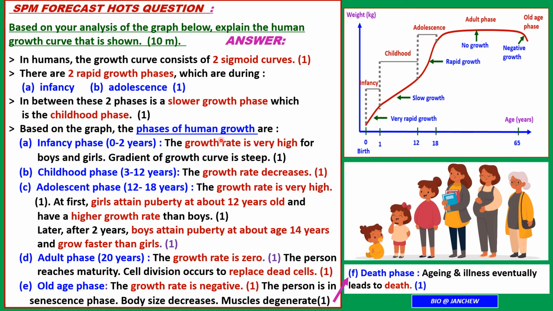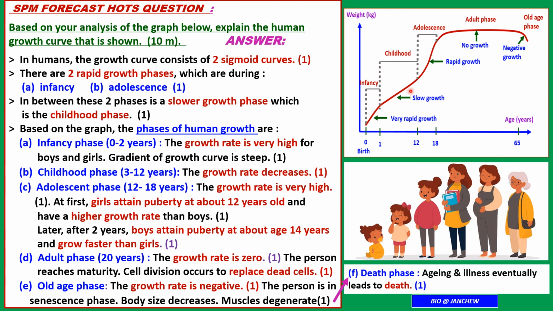So based on the graph, the phases of human growth are infancy or infant stage, where the growth rate is very high for both boys and girls, and the gradient of the curve is steep. Now here they don't have the two different growth curves for boys and girls. Do you know that boys and girls have different growth curve, especially during adolescence? Because girls attain puberty earlier, okay? And then after that, boys. So anyway, let's look at the childhood phase. The growth rate decreases after infancy.